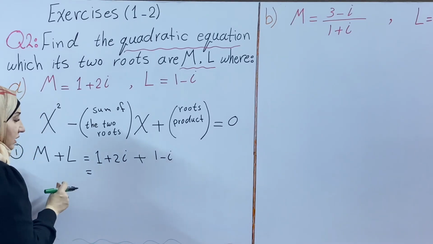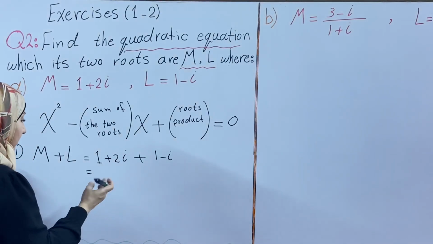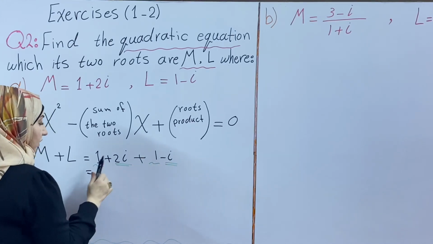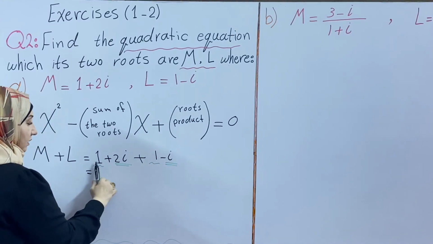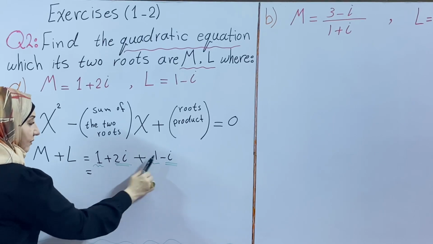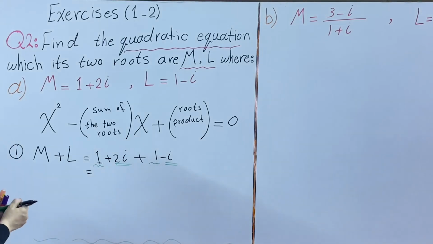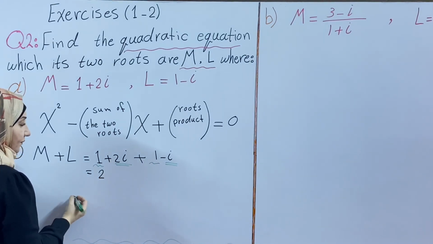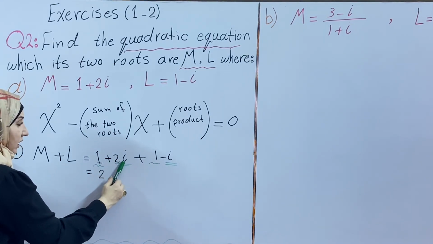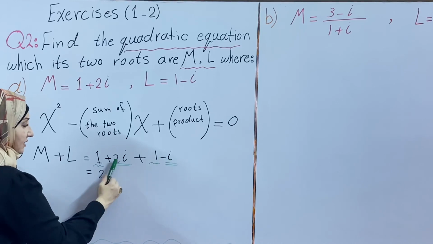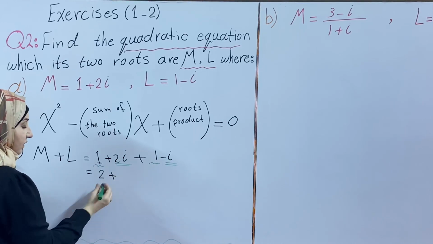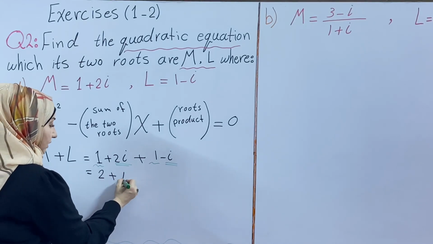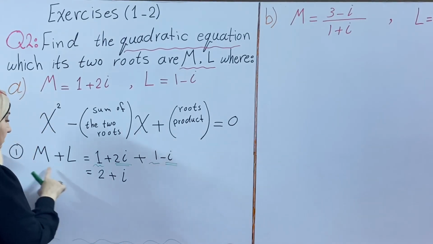And now we can simplify. We will add the same terms: the real part with the real part and the imaginary part with the imaginary part. So 1 plus 1 equal 2. Positive 2i minus i, the sign of the greater value, and we subtract 2 minus 1, 1i. This is the sum of the two roots.